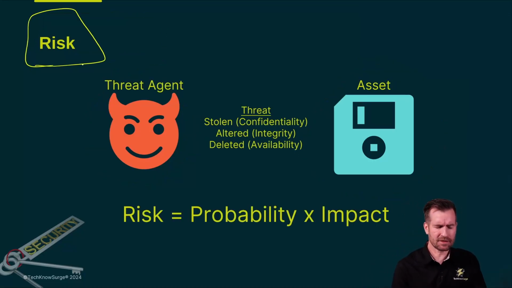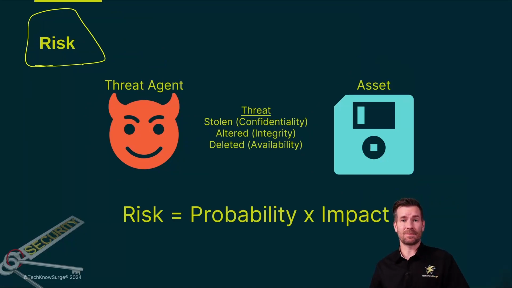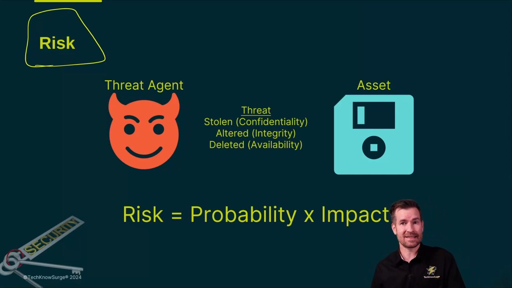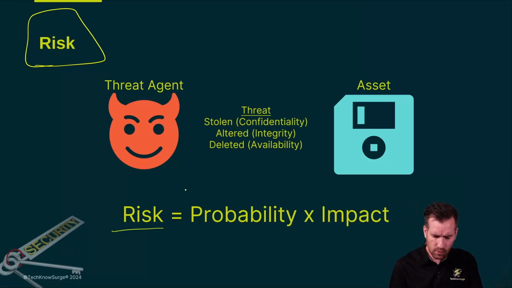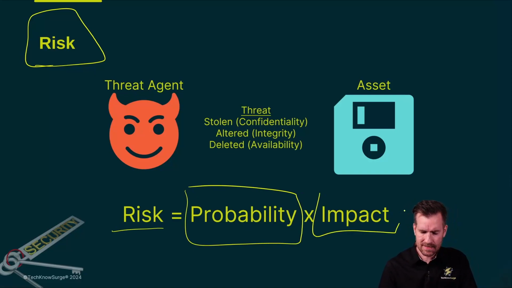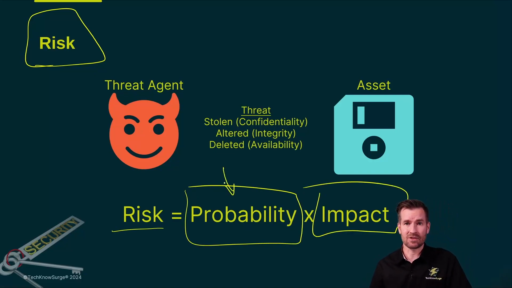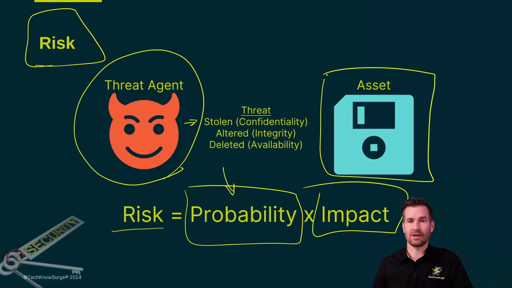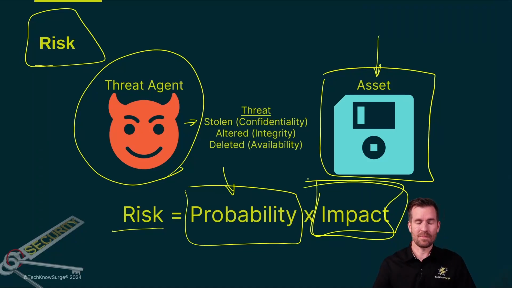Risk in its simplest form is just what are the chances something's going to happen. But there is an equation for this which actually takes it a step further. And that is risk equals probability times impact. So the probability is what are the chances something's going to happen. So what is the chance this threat agent is going to steal this asset right here? And it also is times the impact. So if that data is stolen, what is the impact going to be to the company?